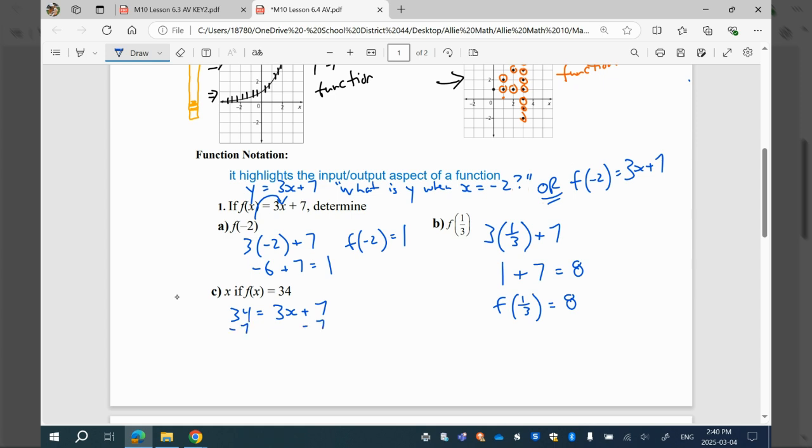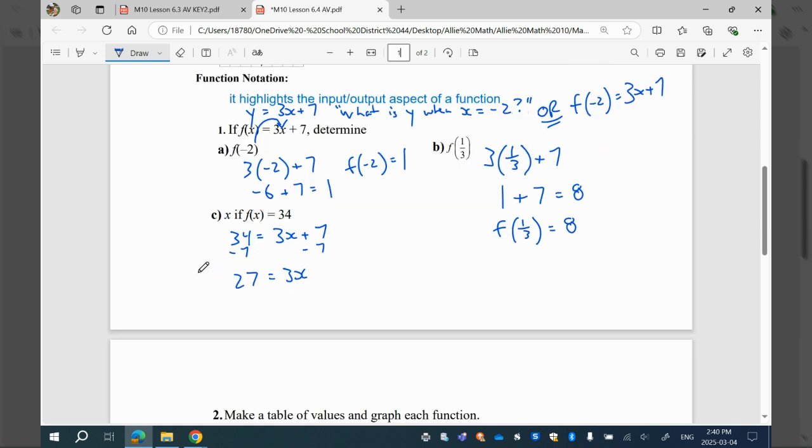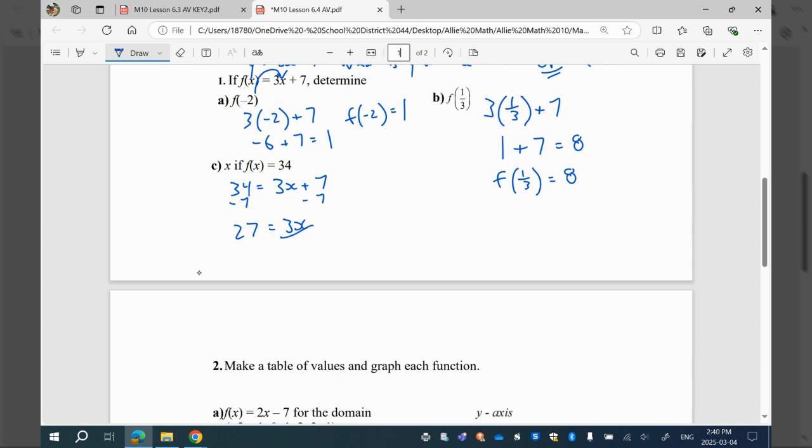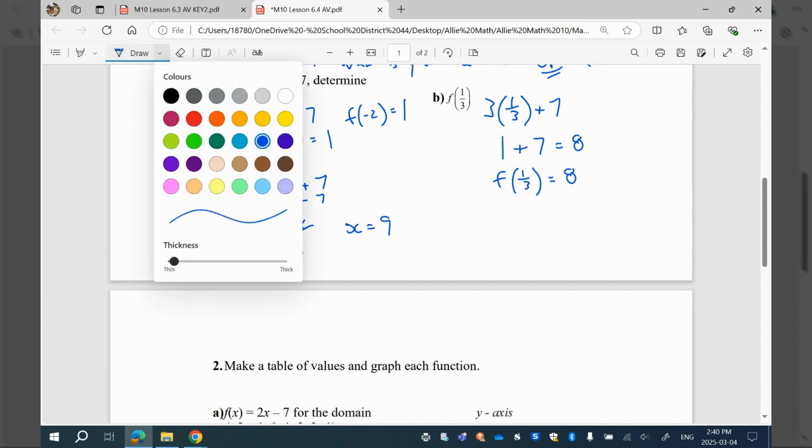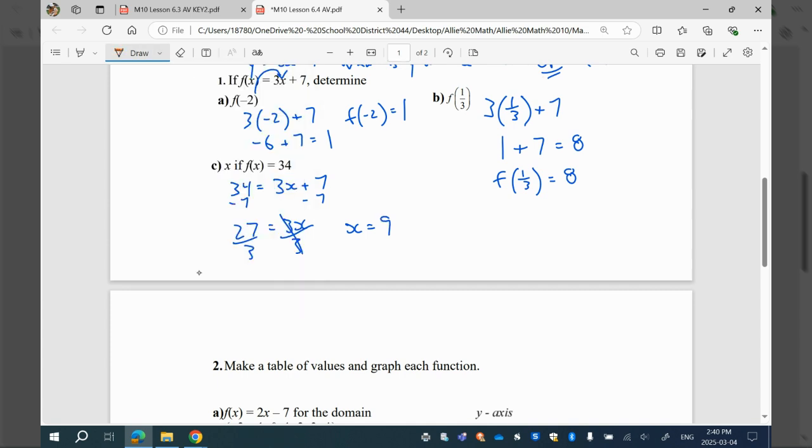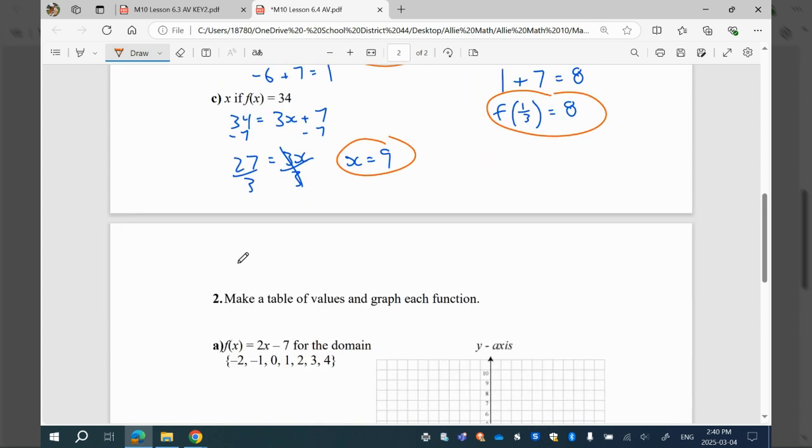We get 27 equals 3x. Let me scroll a little bit. Let's divide by 3 on each side, and we get x equals 27 divided by 3. That cancels that out. 27 divided by 3 is 9. We circle those answers. Okay, and let's move on.